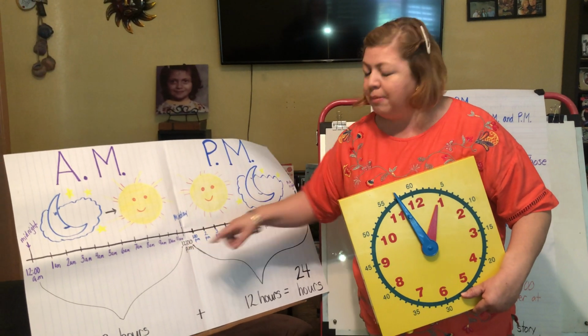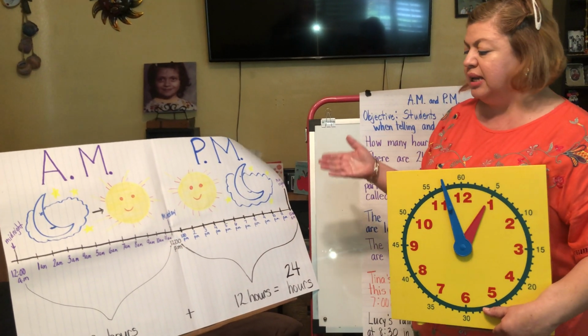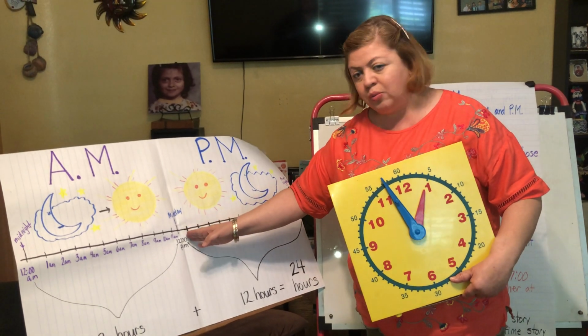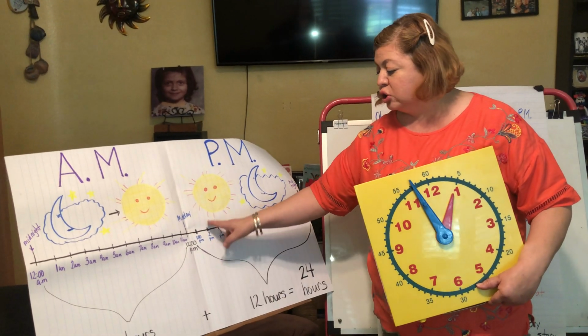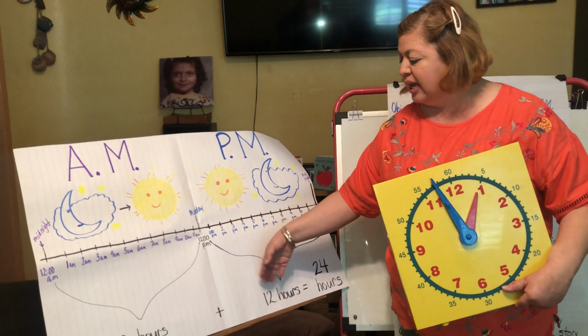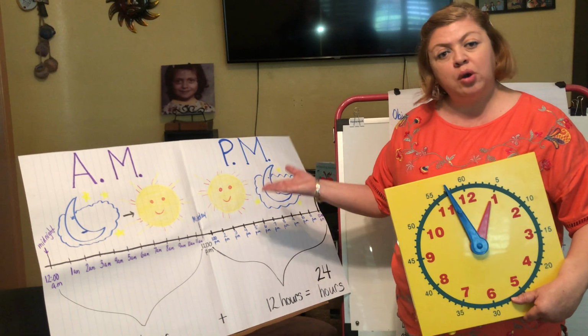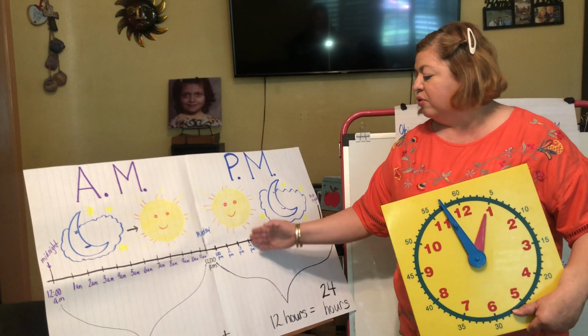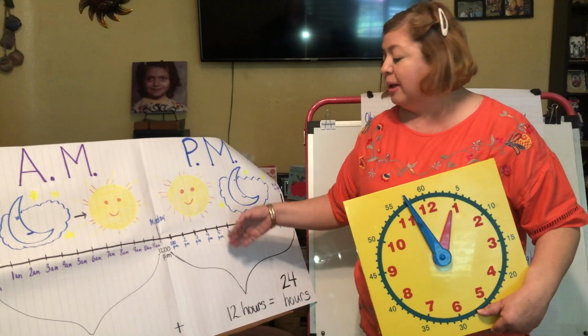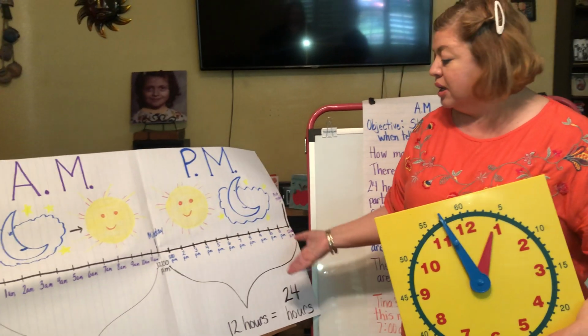So PM, when it is 12 noon, it is PM. It's PM, our day's begun. Then we have 1 p.m., 2 p.m., when we're getting ready to end our school day. 3 p.m., you are probably at home. 4 p.m., maybe you're doing your homework. 5 p.m., maybe you're having dinner.